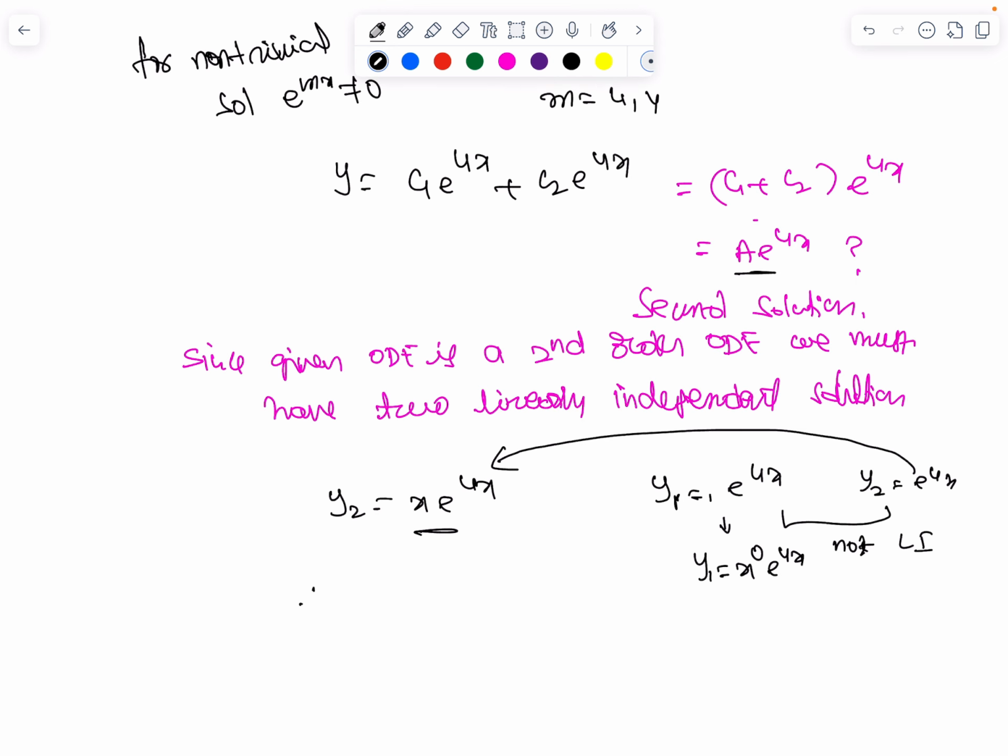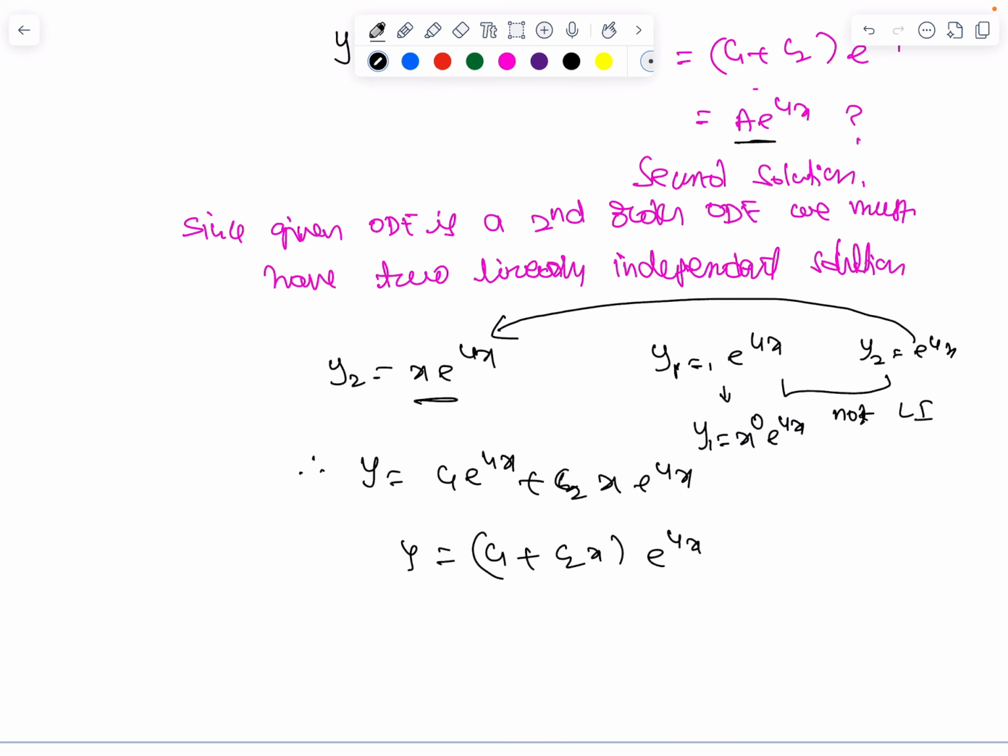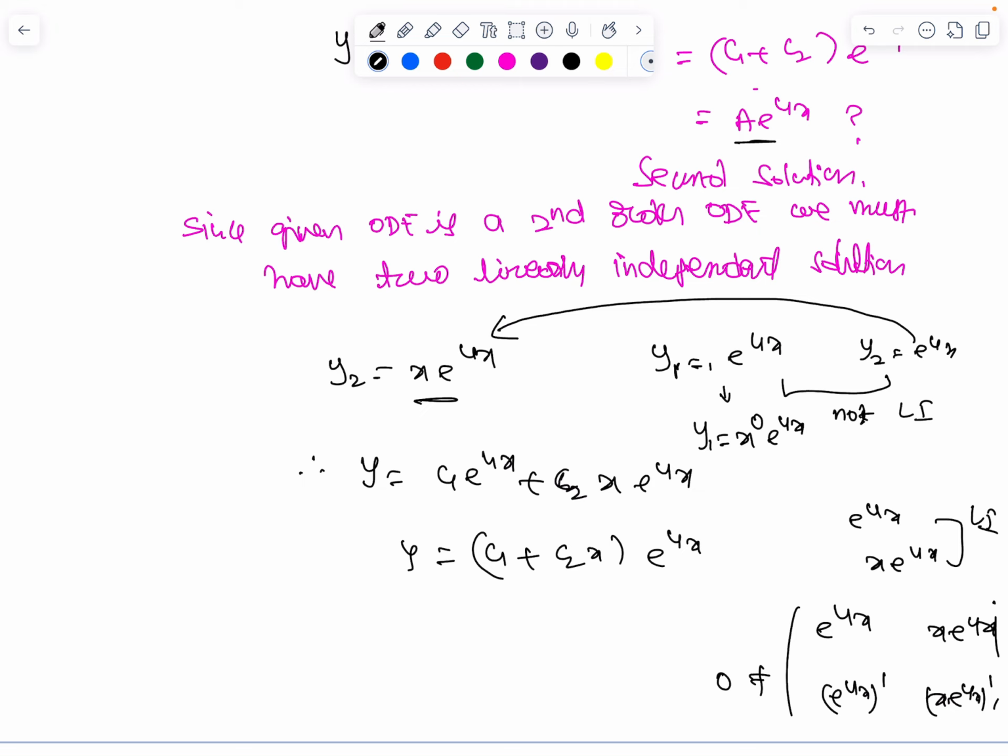Therefore, the general solution y is c1 e power 4x plus c2 x e power 4x, that is c1 plus c2 x times e power 4x. That is your solution. Now you have two linearly independent solutions. First solution is e power 4x. Second solution is x e power 4x. These two are linearly independent. You can check it by writing e power 4x, x e power 4x, and the derivative of e power 4x and x e power 4x, and apply the determinant. You should get non-zero. Then you can say that these two solutions are linearly independent.